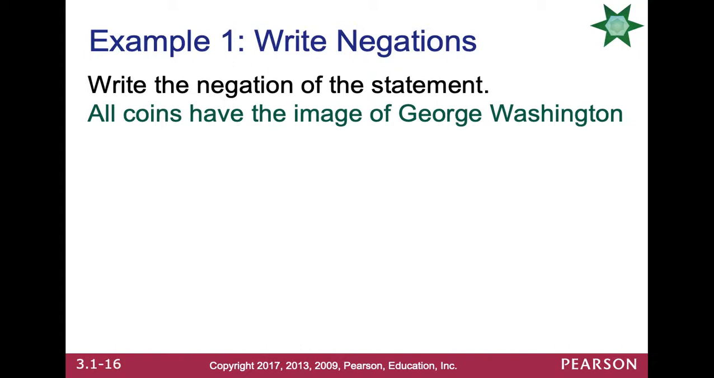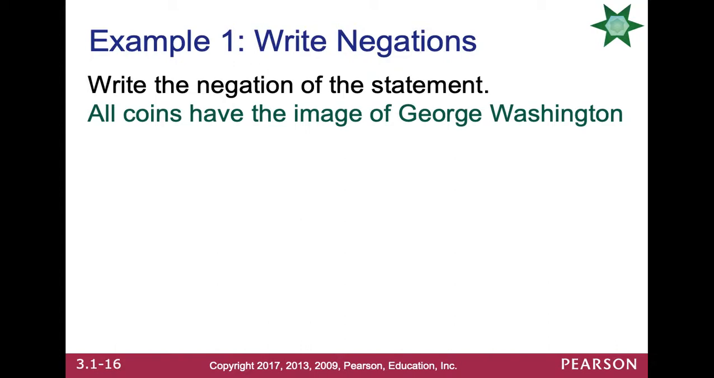Okay, so all coins have the image of George Washington. Remember that the quantifiers are all, none, some, and all, some, or none. So those are the quantifiers.